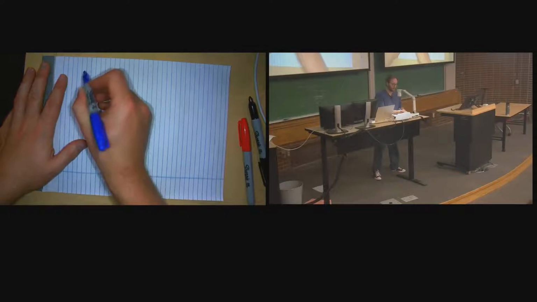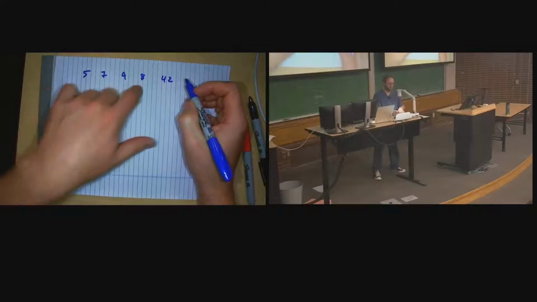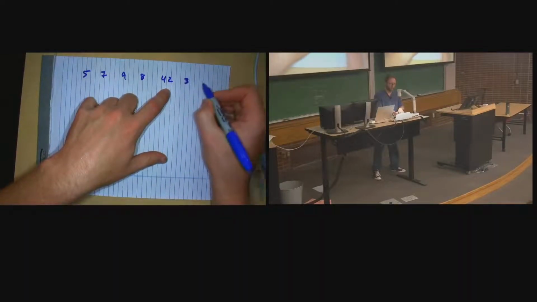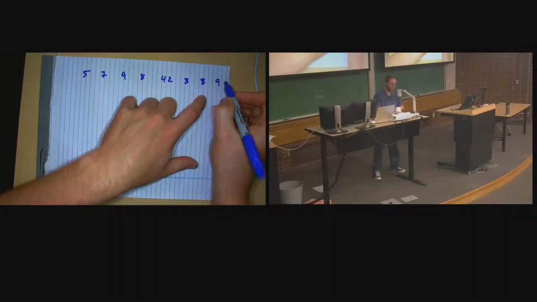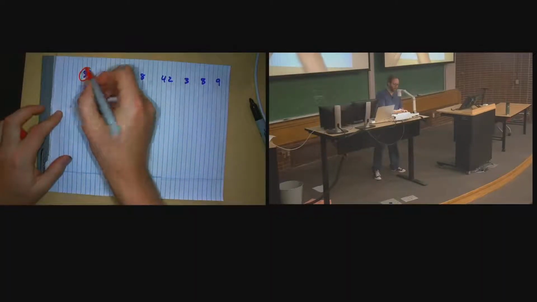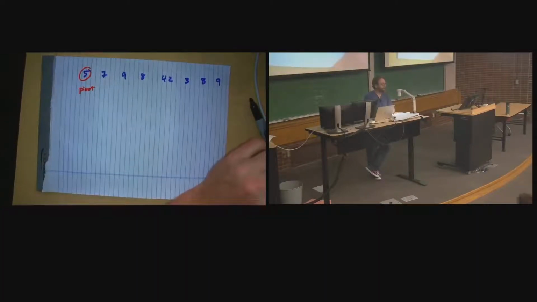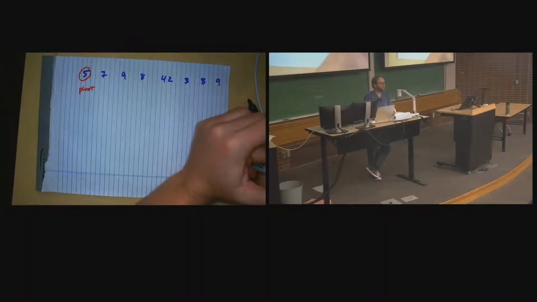So say that we've got 5, 7, 9, 8, 42, 1, 2, 3, 4, 5, 3, 8, 6, 7, 9. There we go. We've even got duplicates here. So the way that Quicksort works is it chooses a pivot element. Now there are lots of ways that you can choose a pivot element. The ideal way would be to use the median element in your array as your pivot element. How do you find the median element in an array?